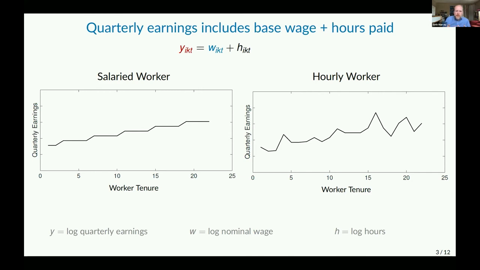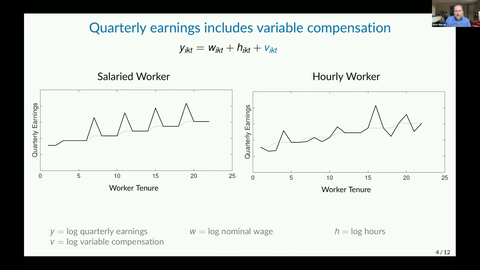I'm going to be denoting the worker's observed log quarterly earnings by Y, for worker i at firm k in period t. That's going to be a function of the worker's log wage, which is W, and their log hours paid, denoted by H. But there are other unobserved factors that also determine workers' observed quarterly earnings. One of those is variable compensation. This includes things like annual bonuses, tips, commissions, overtime pay, those sorts of things. And this log variable compensation, V, tends to appear as spikes in the quarterly earnings series because variable compensation is typically in addition to workers' base pay.